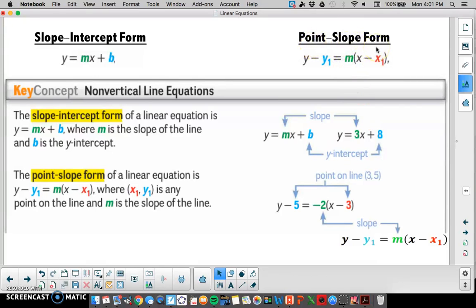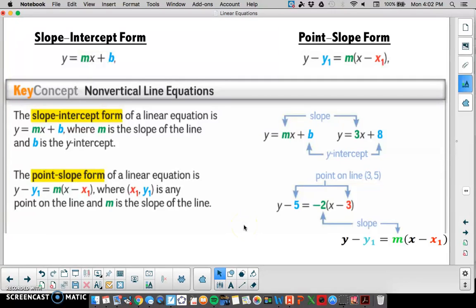Point-slope form is named that because you have a point and the slope in it. So the slope is m, and x1, y1 is your point on that line. So x1, y1 is any point on that line, m is the steepness. So here we have that equation. Y minus 5 equals negative 2 times x minus 3. Negative 2 is your slope, that's your m value. And then we have y minus y1, that's the y value of that point, equals negative 2 times x minus 3, which is the x1, or the x value of the point on the line.